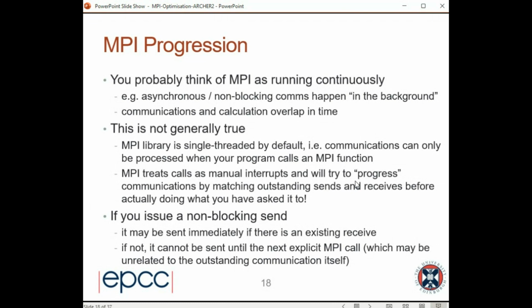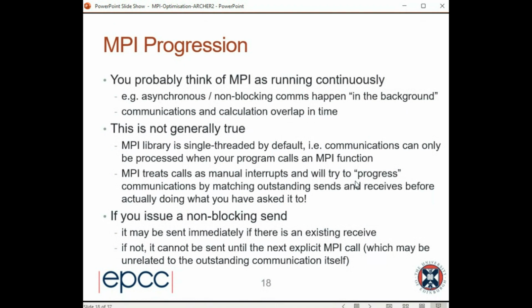That's probably not true. It will probably either be sent immediately if there's an existing receive, or if not, it will be queued up to be sent later, and it cannot be sent until the next explicit MPI call, which could be a call unrelated to the outstanding communication. If you issue a non-blocking send to a process and it's not ready for it, that will not be able to be sent until some other explicit MPI call.